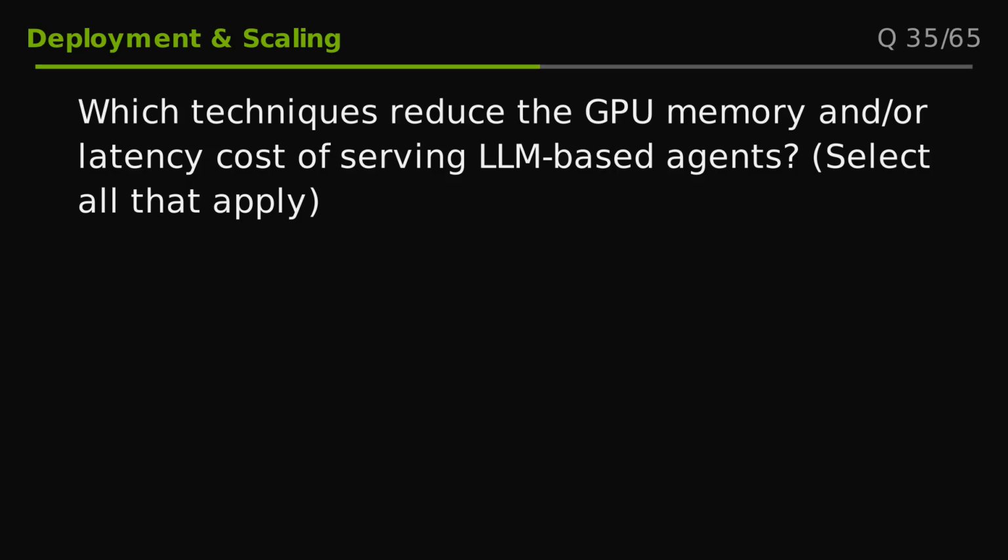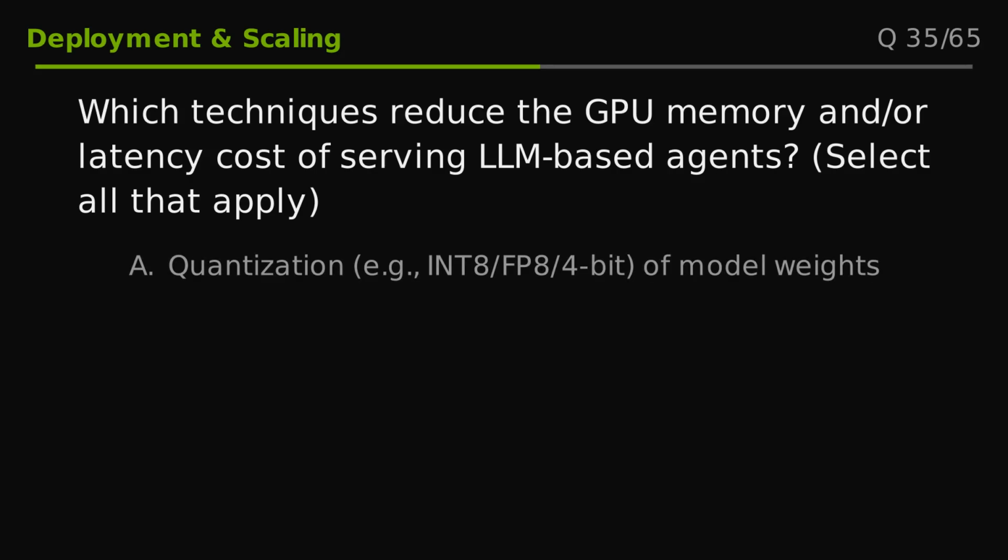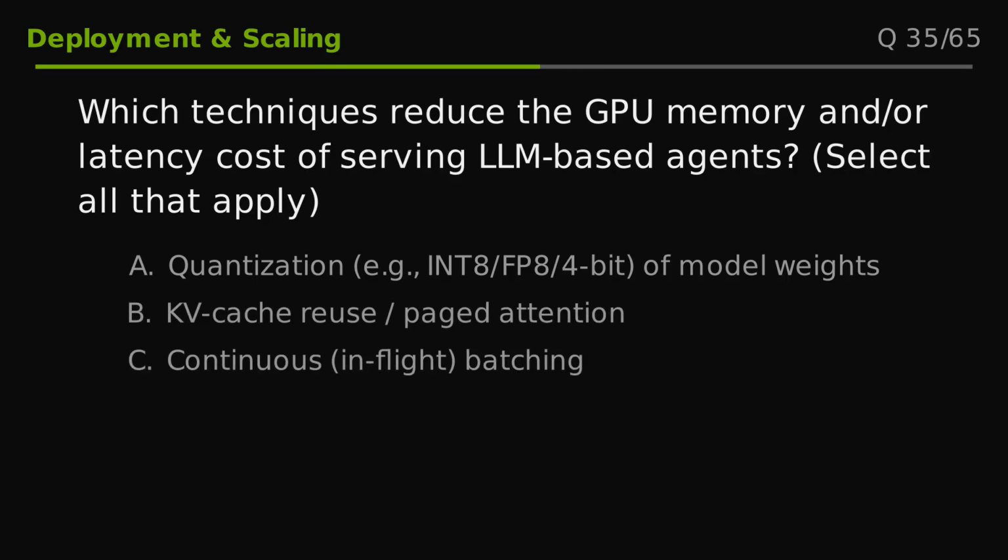Question 35. Which techniques reduce the GPU memory and or latency cost of serving LLM-based agents? Select all that apply. Option A. Quantization, for example FP8 or 4-bit of model weights. Option B. KV cache reuse via paged attention. Option C. Continuous in-flight batching. Option D. Storing weights in 64-bit precision.